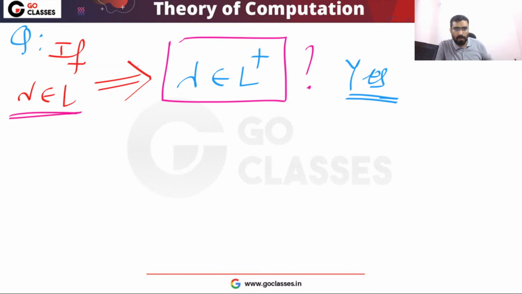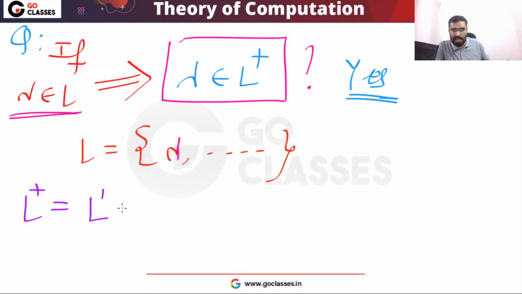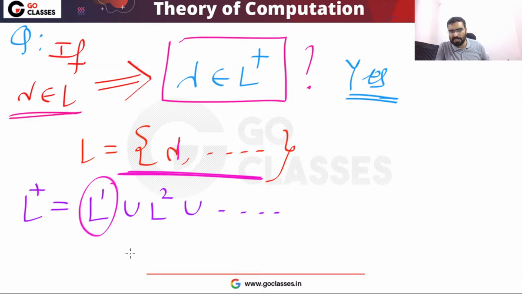This statement is true, because if your L has the empty string, then definitely L plus will also have the empty string. What is L plus? It is L power 1 union L power 2 and so on. You can notice that if L has the empty string, then this has the empty string, so the empty string will be in L plus also.